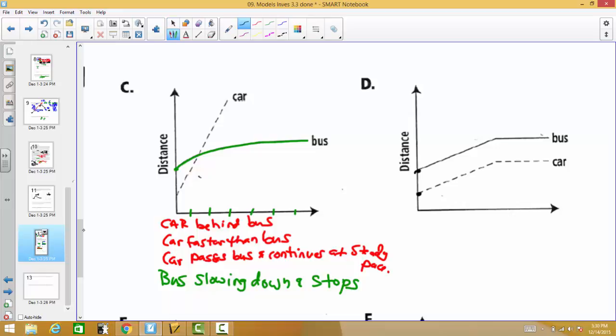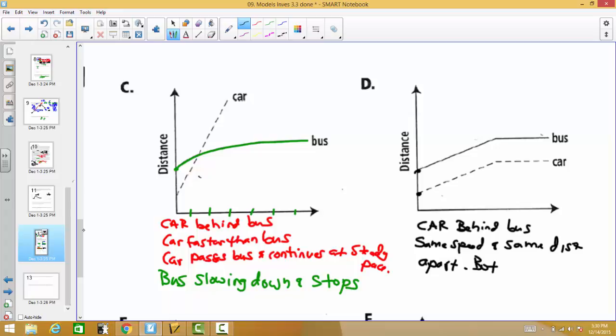Okay, the car is behind the bus. They're both traveling the same speed, and they're staying the same distance apart. And then they both stop. Maybe it's like a stoplight, or maybe the bus stops and has a stop sign because they're letting kids out.